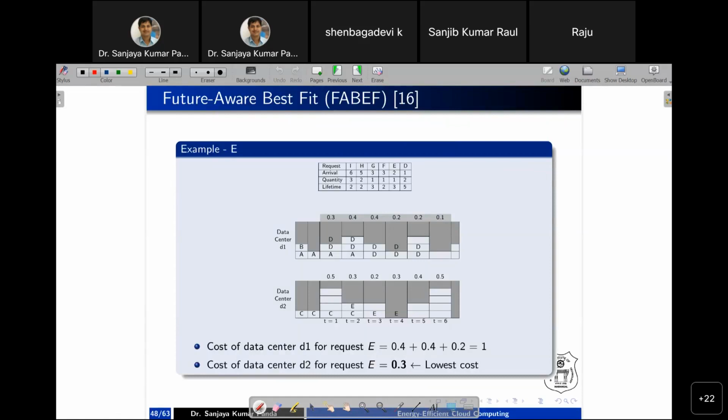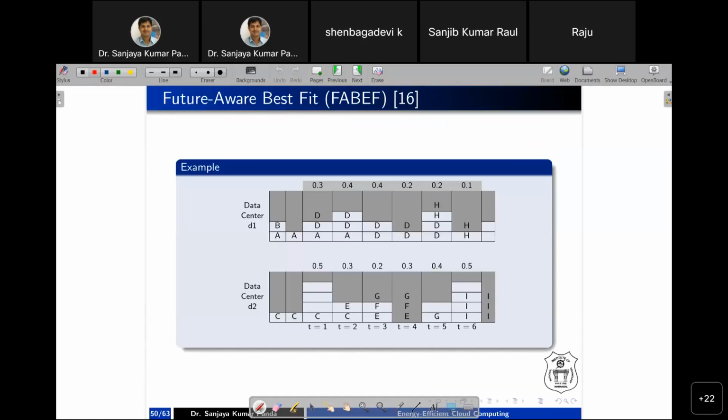We have cancelled it in data center D1. Similarly, you try with F, we are getting 0.6 and 0.3. So F is mapped to data center D2. Similarly, if you map like this, this is the final assignment for assigning all the tasks, all the user requests or service requests to the different data centers.